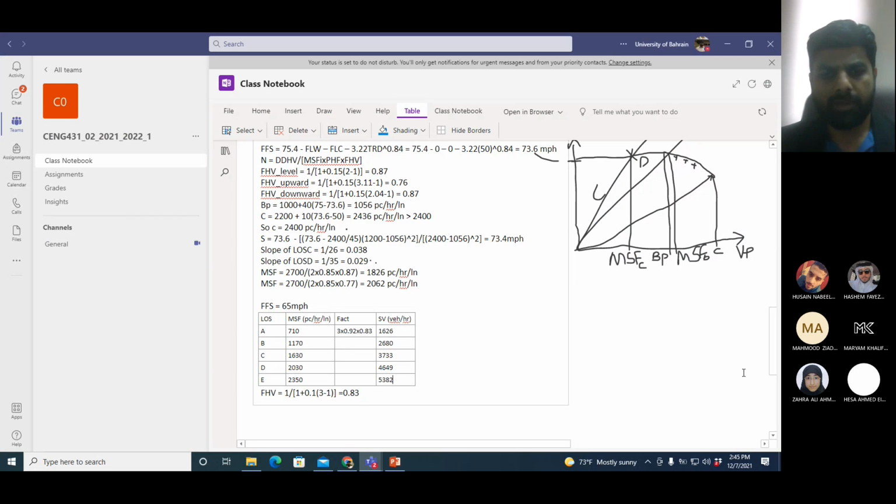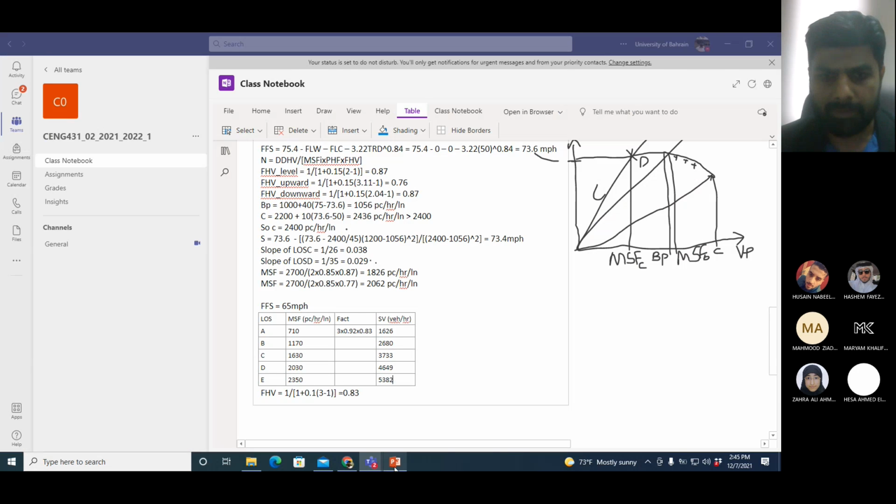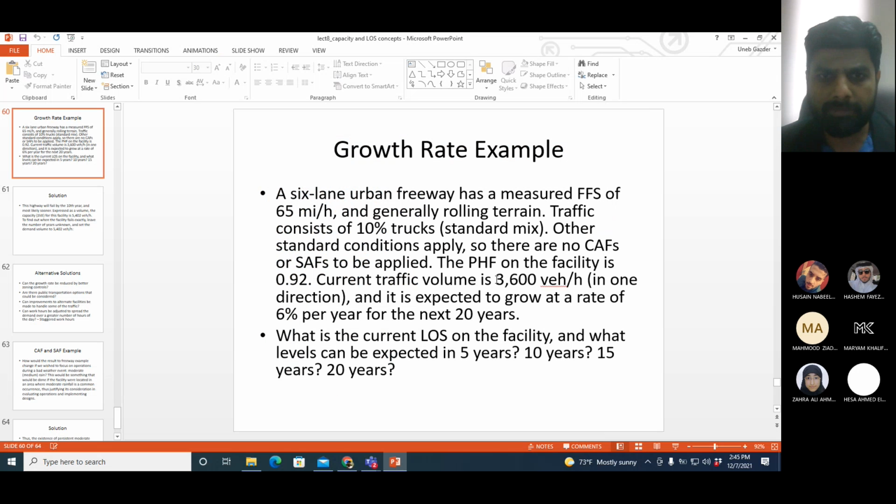Now if your service volume exceeds a particular value in this table, that means that level of service doesn't exist. For example, the current volume is 2600. Let me recheck. The current volume is 3600, sorry, 3600.